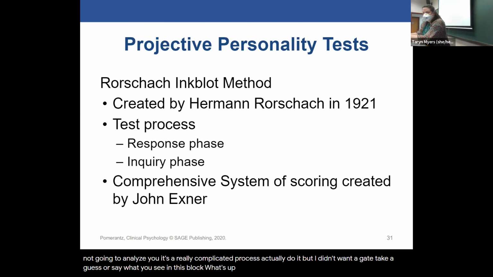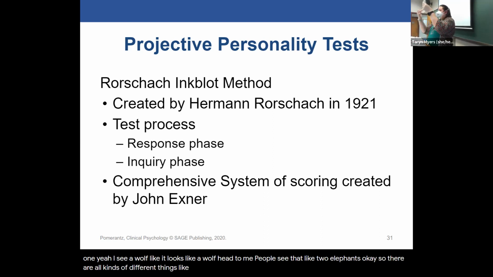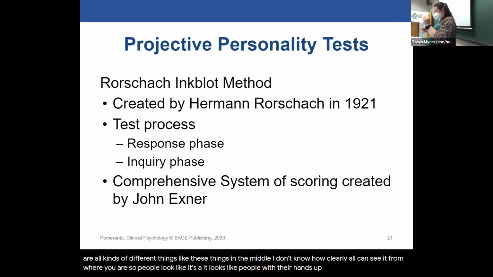What's that? A hat? A bat. Oh, a bat. Yes, a bat is a really common response on this one. Yeah. I see a wolf. Like it looks like a wolf head to me. Some people see like 2 elephants. Okay, so there are all kinds of different things, like these things in the middle. I don't know how clearly y'all can see it from where you are. Some people say it looks like people with their hands up, like praise hands emoji.